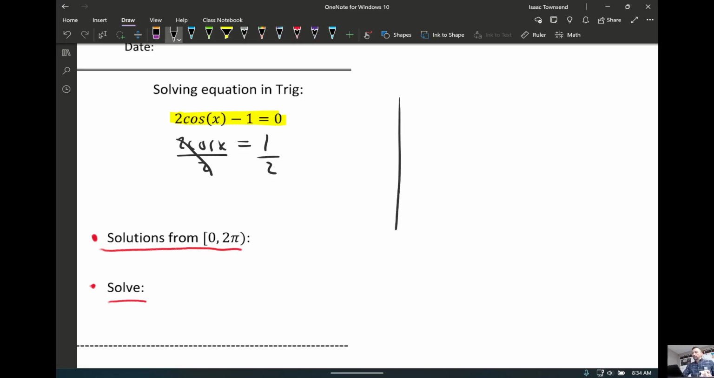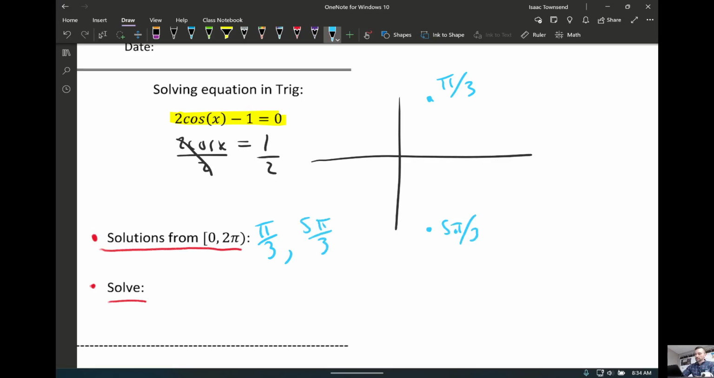So the first one just says, list out all the answers between 0 and 2 pi. So we have to think about going around the unit circle and mark everywhere where cosine is positive 1/2. That would be here at pi over 3 and here at 5 pi over 3. Oops. I guess I'll stop using that color. Pi over 3, 5 pi over 3. So if the directions say list all of the solutions between 0 and 2 pi, that's what your answer should look like.